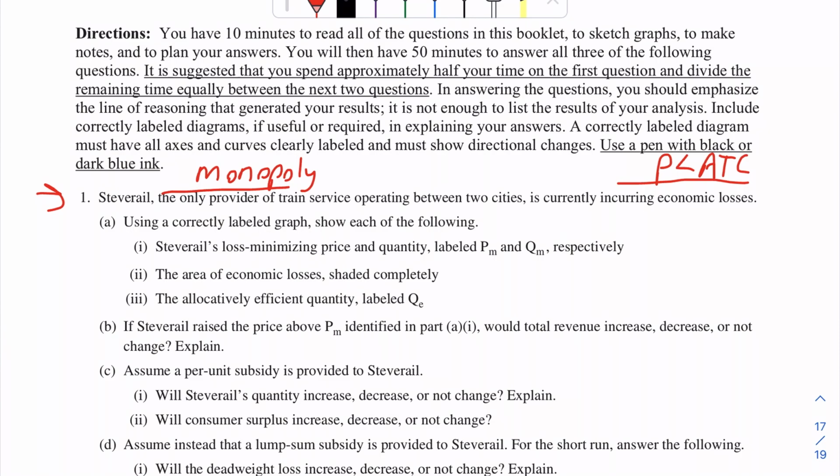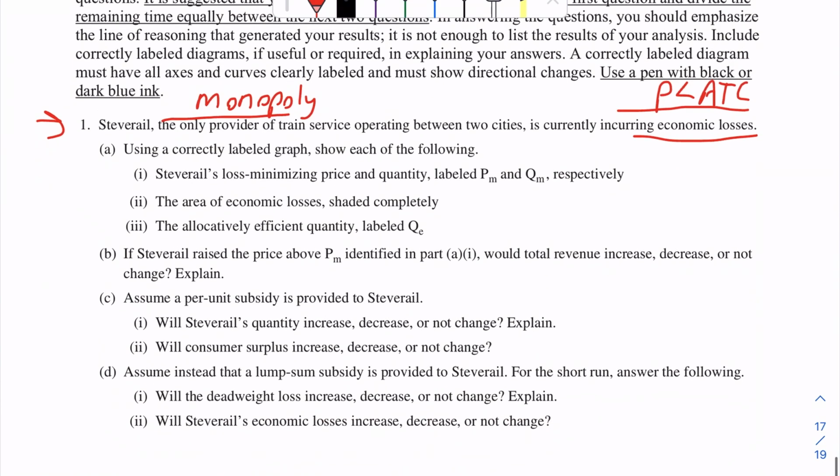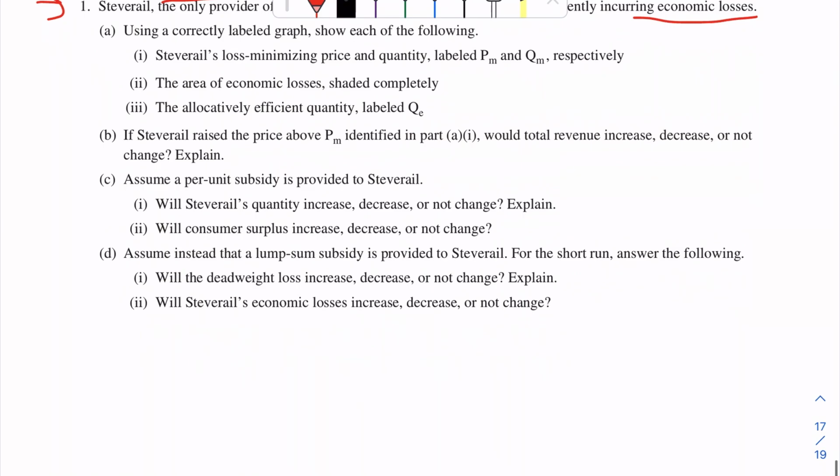If you do not remember what that means, the economic losses, I highly suggest you checking out the economic translator or looking at your notes, the lecture slides or something. You need to know as soon as you read economic losses, that means price less than ATC. So on part A, it says using a correctly labeled graph, show each of the following. We need to show their loss-minimizing price and quantity. Anytime you read loss minimizing, that's basically profit max. They're the same thing. Okay. So we will be doing MR equals MC, and we will be labeling PM and QM.